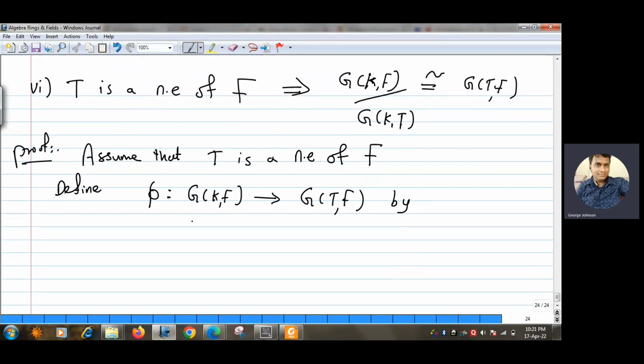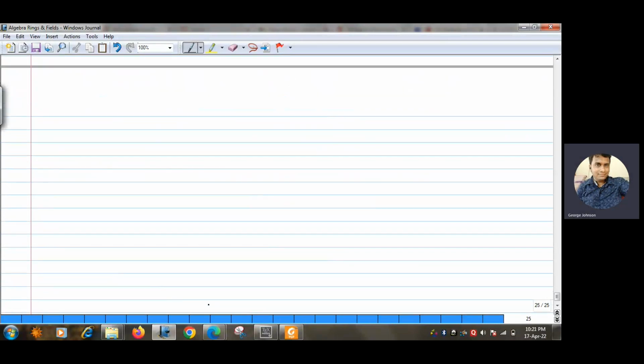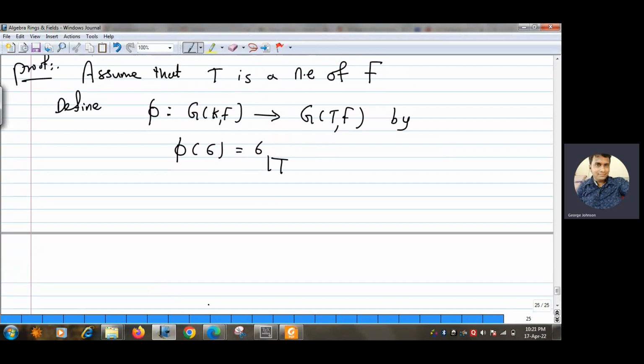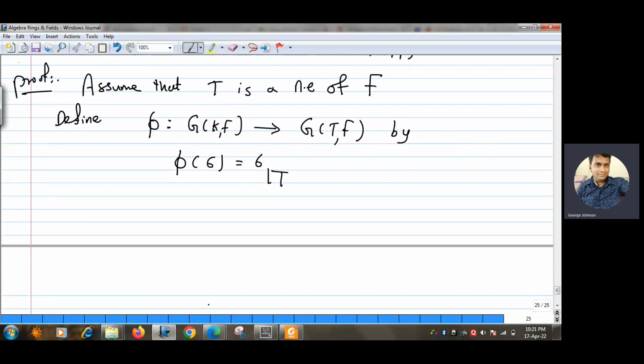How will we define it? We will define phi of sigma as sigma restricted to T. Restriction function we are using here. You know what a restriction function is: it is the restriction of the domain. What is the domain of this sigma? Sigma belongs to GKF, so sigma is an automorphism from K to K which fixes every element of F. So the domain of sigma is K, and what I am doing here is restricting the domain of sigma from K to T.